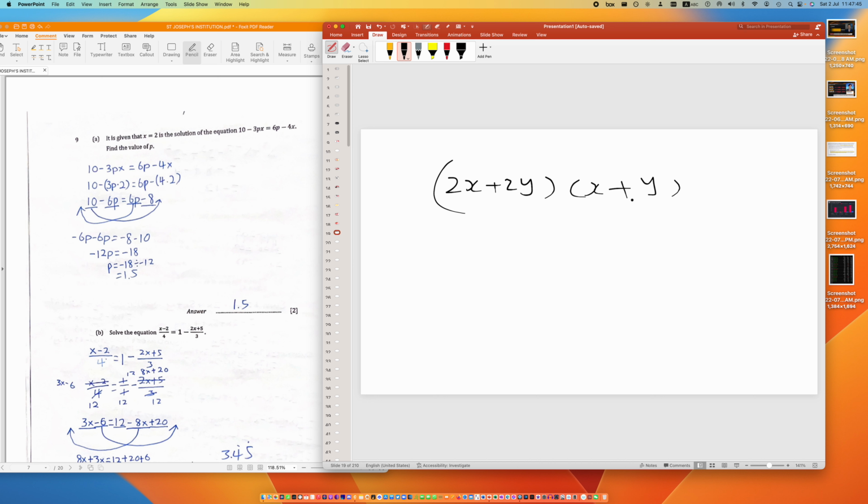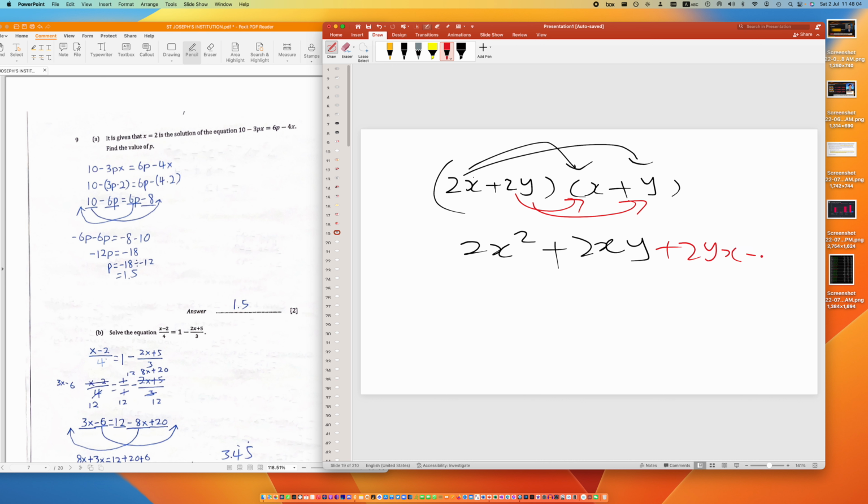This is 2 times 2. So this one, what's the first arrow? This question, times x, which is 2x squared. Okay, what's the second arrow? x times y. Yep, 2xy, right? Then another one, 2y times x, plus 2yx plus 2y squared, right? Then these two you can add together, so it's 2x squared. This one, they are the same, so it's 4xy, and then plus 2y squared.